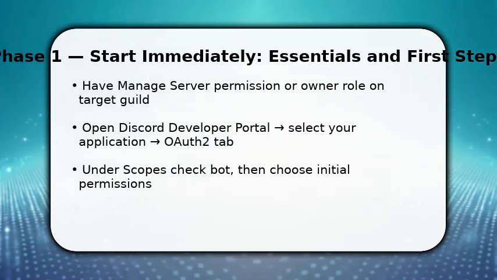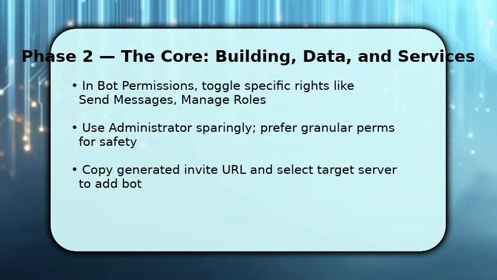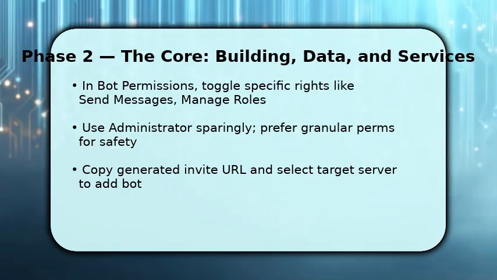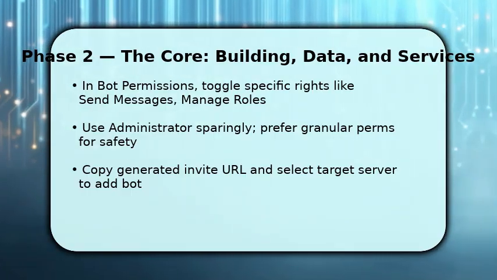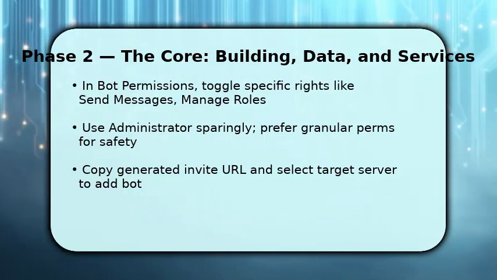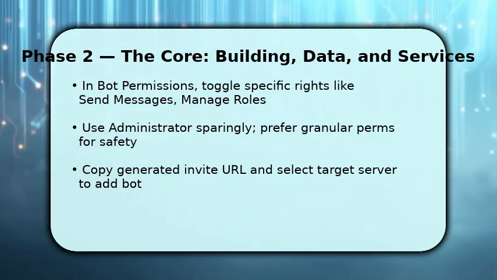After selecting a baseline, pause and review which permissions your code actually needs versus what a human admin might expect. You now customize permissions in the bot permissions area, toggle send messages, manage roles, manage channels, or read message history depending on features. Avoid administrator unless essential. Granular permissions are safer and easier to audit.